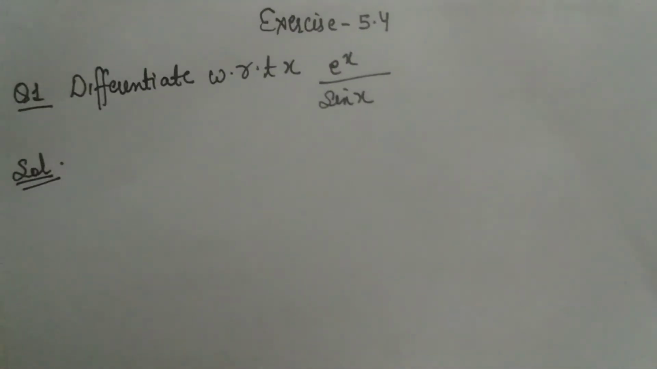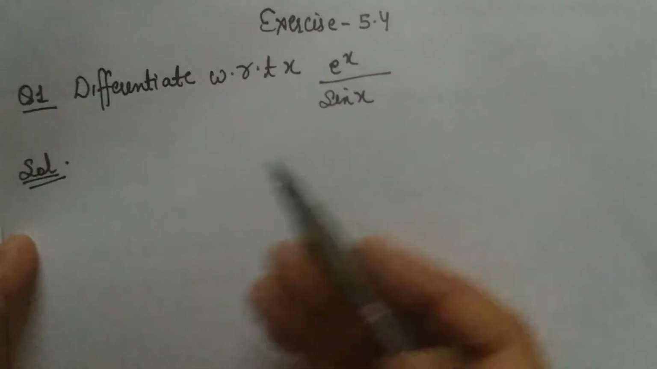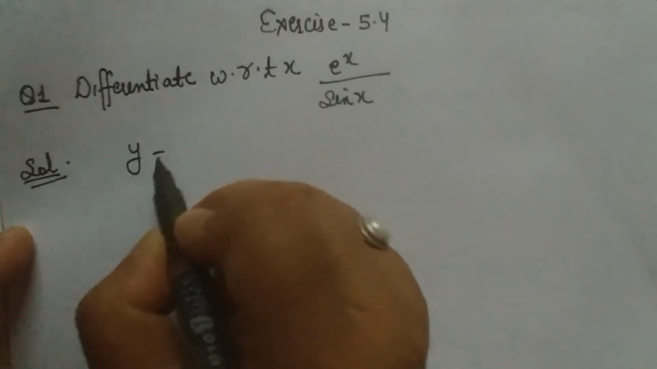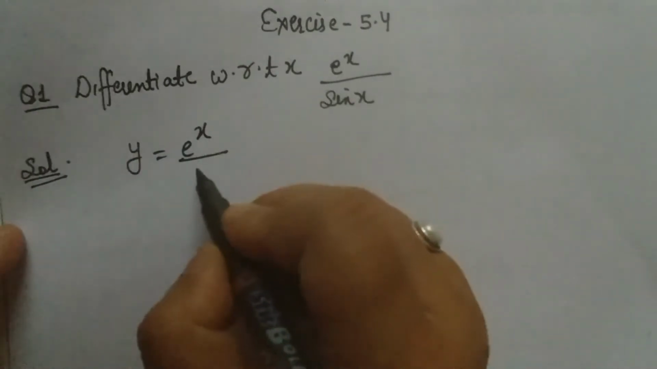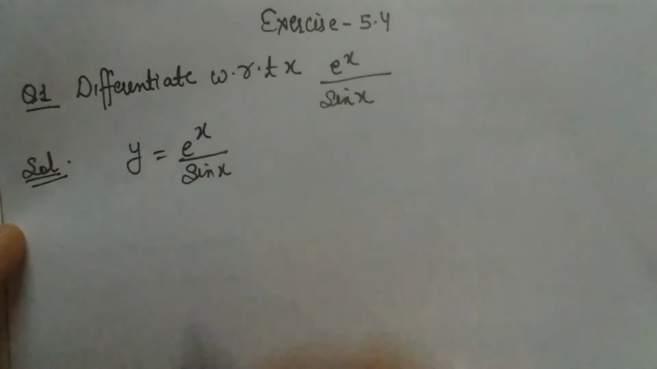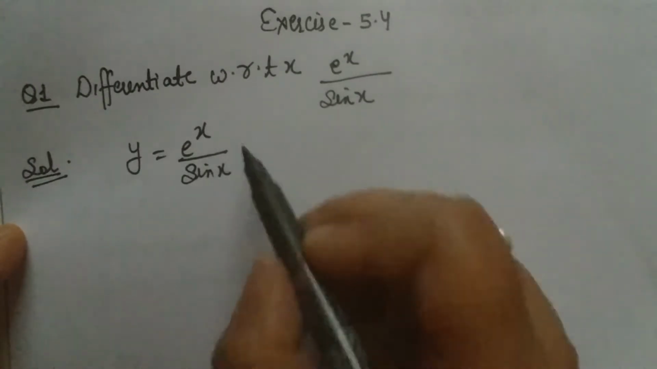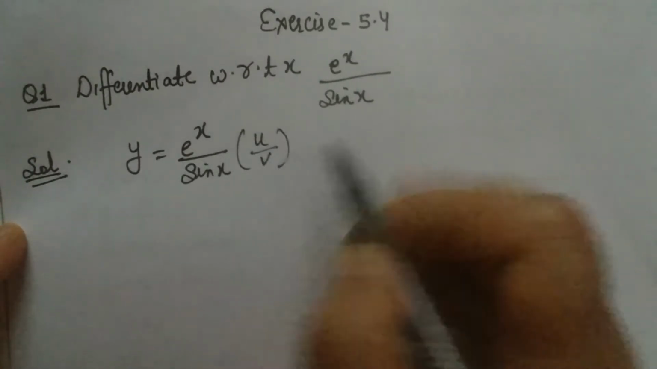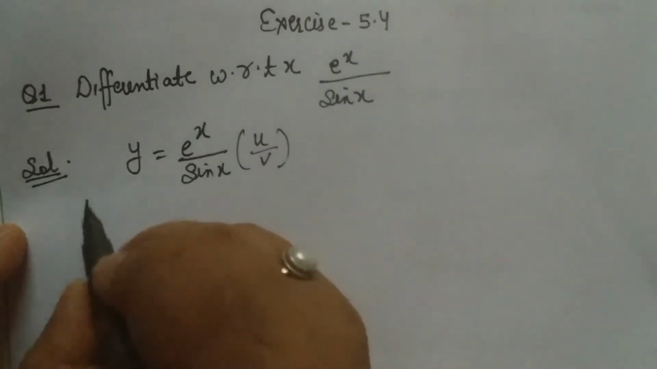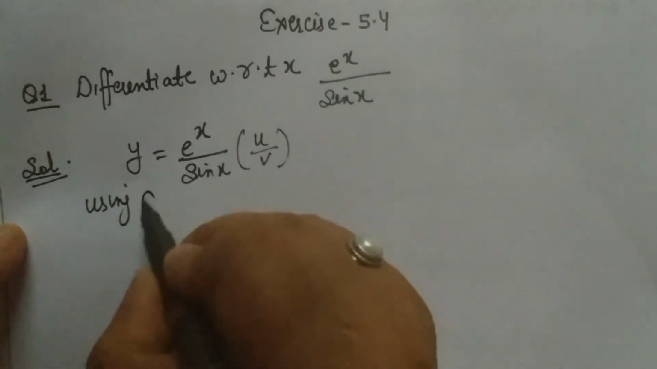Now let us solve exercise 5.4 and question number 1 is: differentiate with respect to x e raised to power x divided by sin x. Okay. So let us see how to differentiate it. Now y here is e raised to power x divided by sin x. Now you see that it is in the form of u by v. So I need to use quotient rule. So using quotient rule.